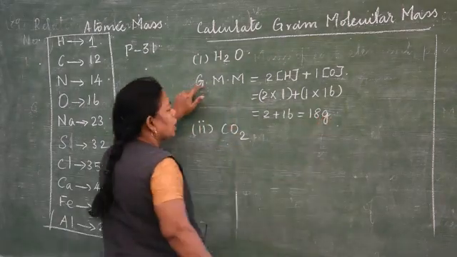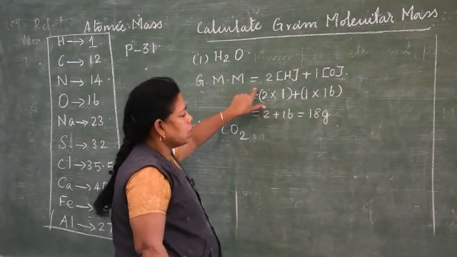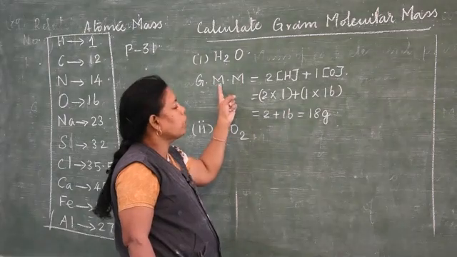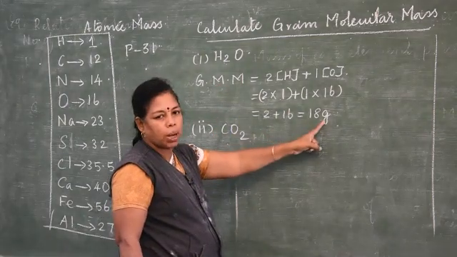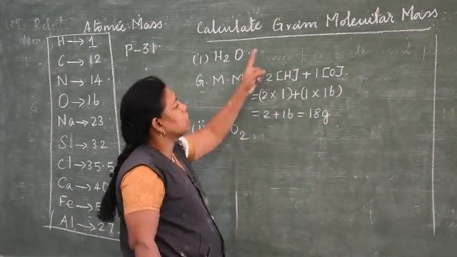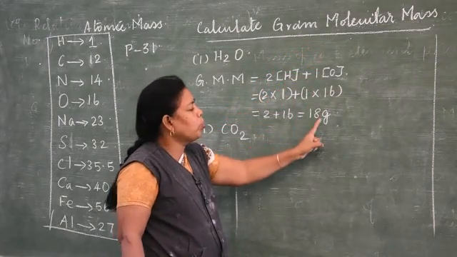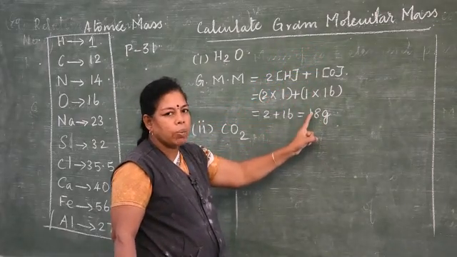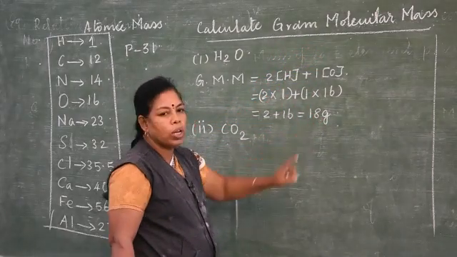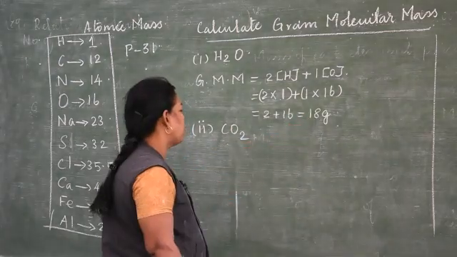Then only it is called a gram molecular mass. Simply if you are writing molecular mass, we need not mention gram. Since the term given is gram molecular mass, the unit is very important. That should be mentioned as g. Gram molecular mass of water is 18 gram.